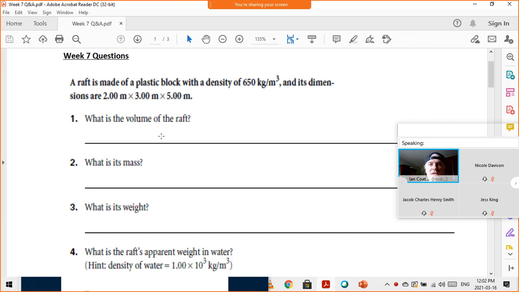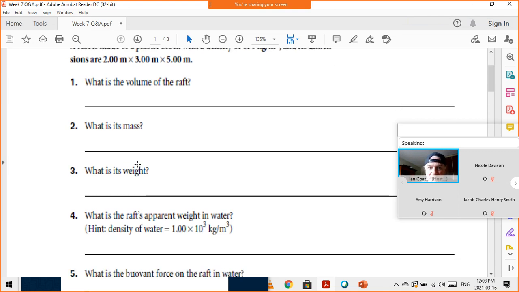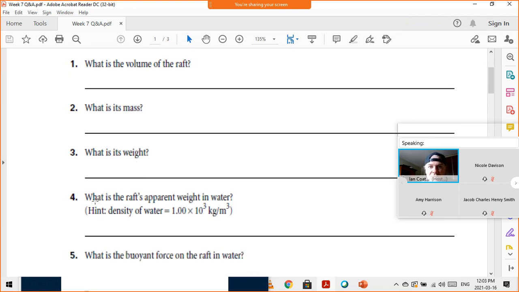So what is the volume of the raft? Well, you get it from length times width times height. What is the mass? Well, you've got your volume, you've got your density. You can find your mass from that. What is the weight? Mass times gravity, 9.8. Newtons. What is the raft's apparent weight in the water?